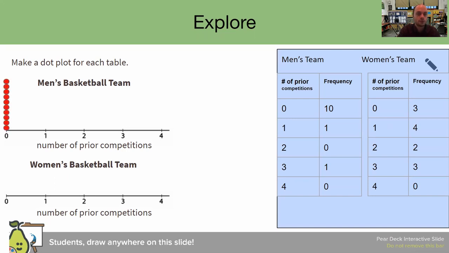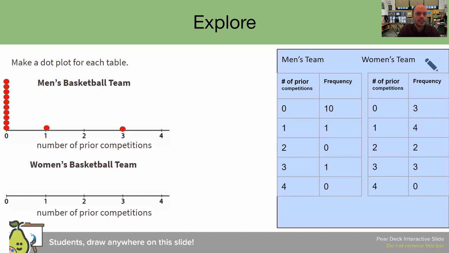If this is what you got for 0, then you are correct. There are 10 athletes who said they had no prior competition, so we have 10 dots on our dot plot. For the 1, we have 1 athlete who said they had 1 previous competition. For the 2, we have none. For the 3, we have 1. And for the 4, we have none.